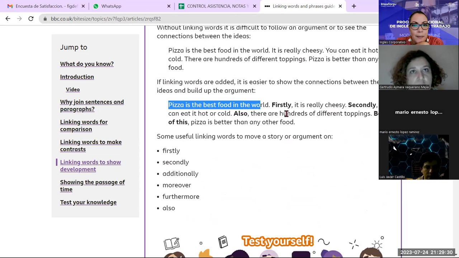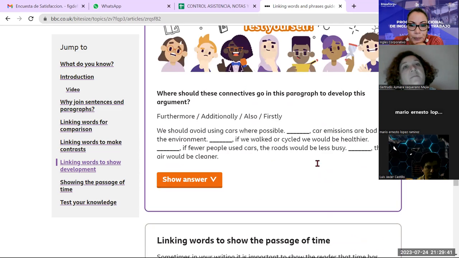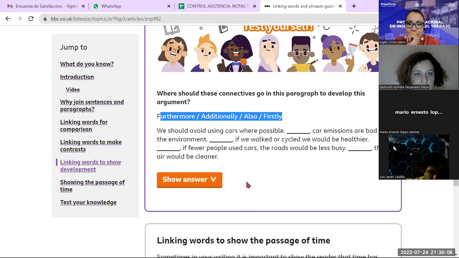Similar que en este párrafo, tendríamos que ir agregándole para darle el development, del desarrollo. Es como la secuencia, un orden. En ese orden, en esa secuencia, se agregan las ideas también, para lo que nos sirve also, additionally, furthermore. Pueden escribir el parrafito en el cuaderno y agregar los connectors que tenemos aquí arriba y luego chequeamos la respuesta.